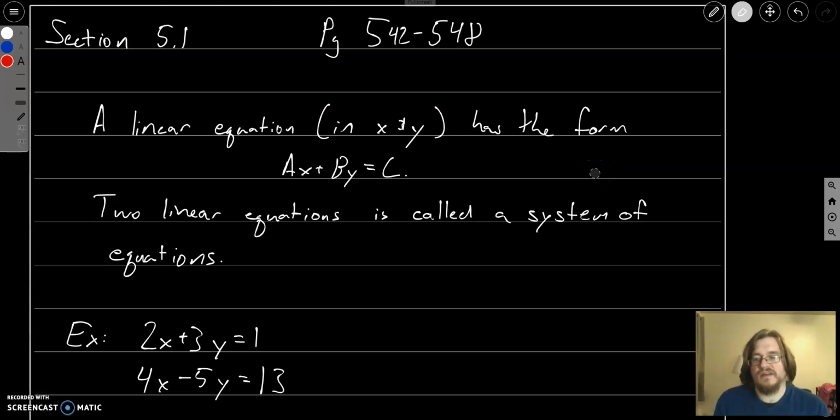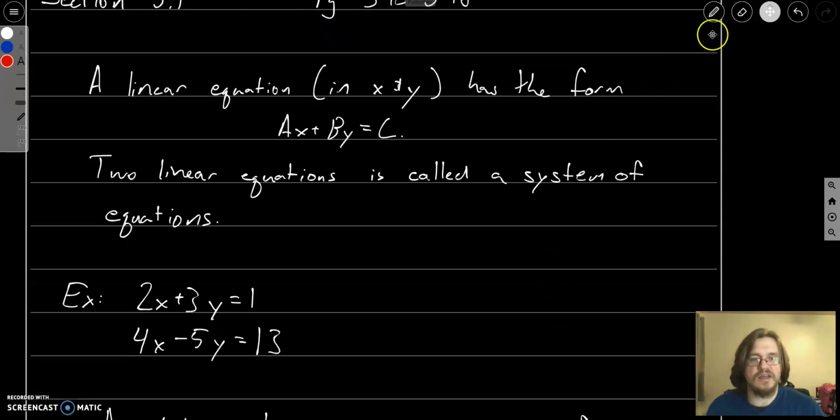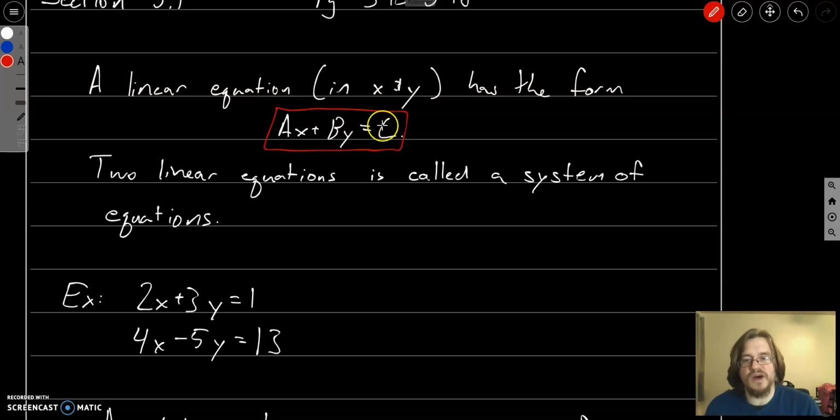Hello and welcome back. In this video we will start Chapter 5 with Section 5.1, and this chapter is going to be looking at multiple equations or multiple inequalities at once. So a linear equation, like we've seen before, is something in the form ax plus by is equal to c. And this is a linear equation in just two variables, x and y, although a linear equation could have more variables in it. We're just going to focus on x's and y's in this video.